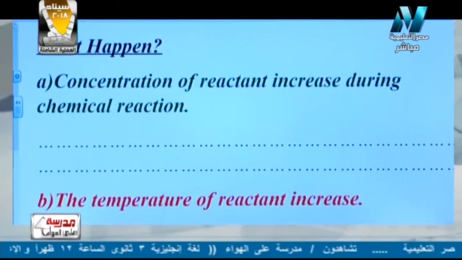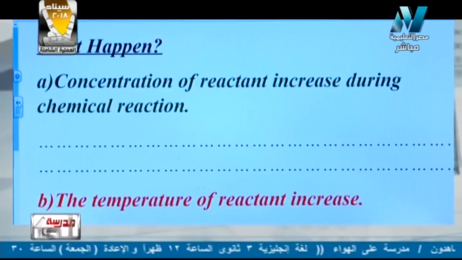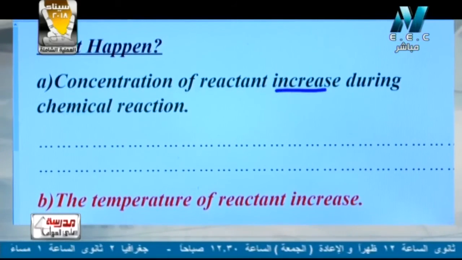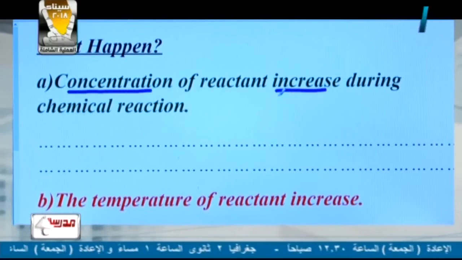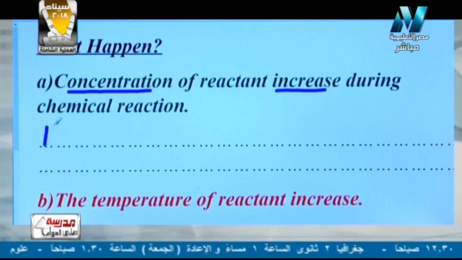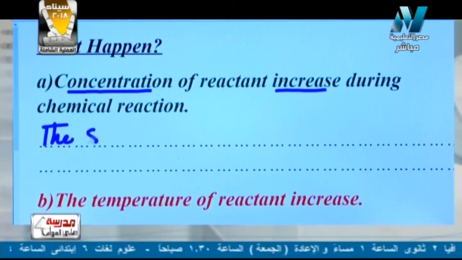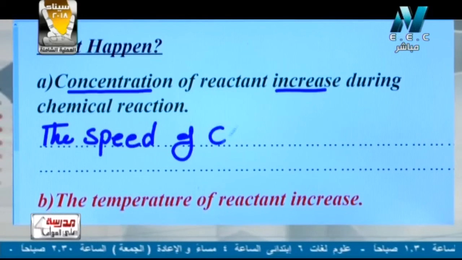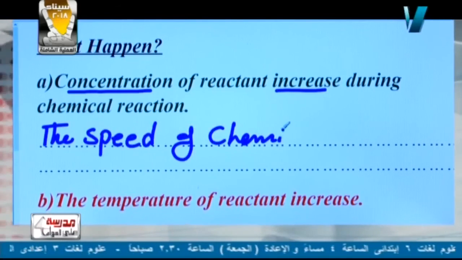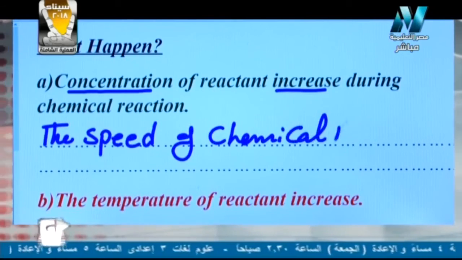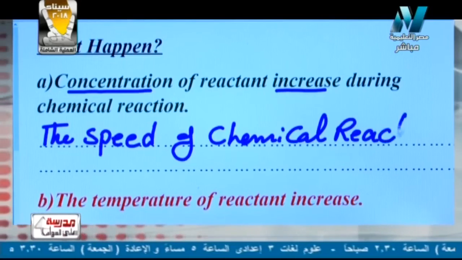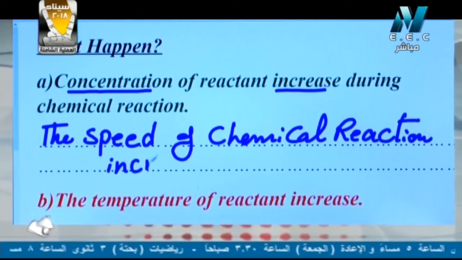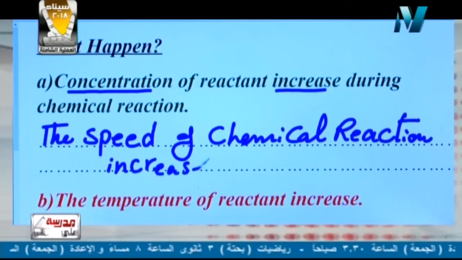Here we have another: give reason what happens when the concentration of reactants increases during the chemical reaction. If concentration increases, I say the speed of chemical reaction increases.